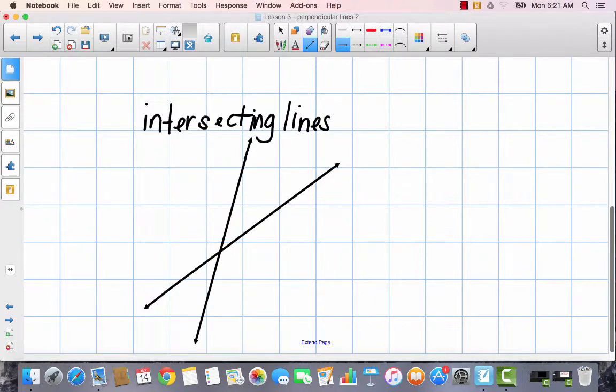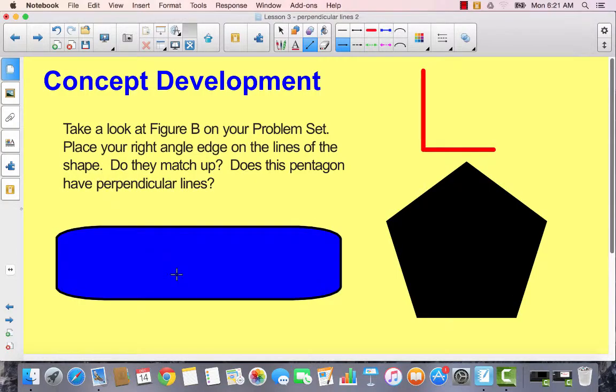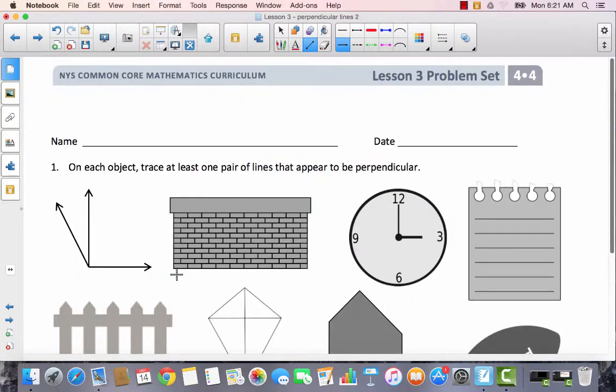Okay. Now the reason why I want this in your journal is because your journal can be a good resource for you. So if you forget what perpendicular lines are compared to intersecting lines, you can always go back and look at your journal. All right, now let's go ahead and get out your problem set. Go ahead and write your name at the top, and we're going to take a look here at some perpendicular lines on your problem set.